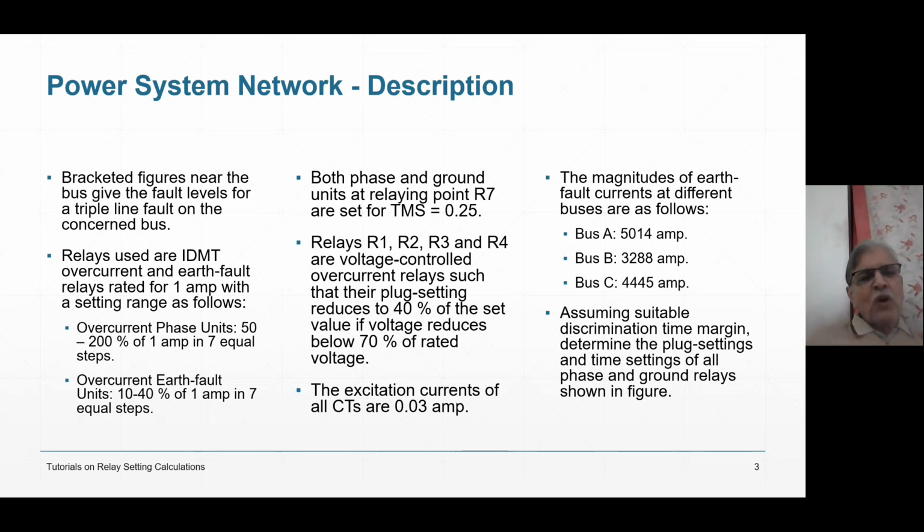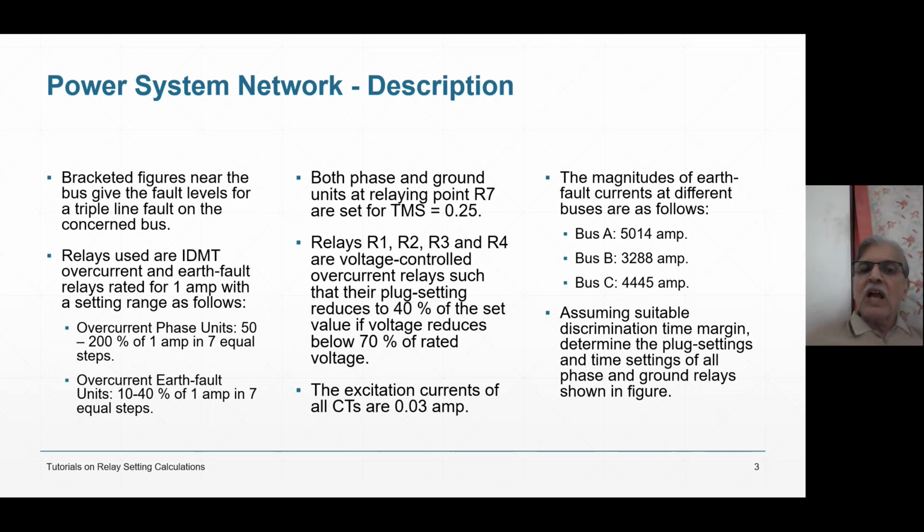All relays R1 to R7 are wired for 3 overcurrent and 1 earth fault scheme, very obviously. Both phase and ground units at relaying point R7 are set at TMS equal to 0.25. This is all the data that is given.